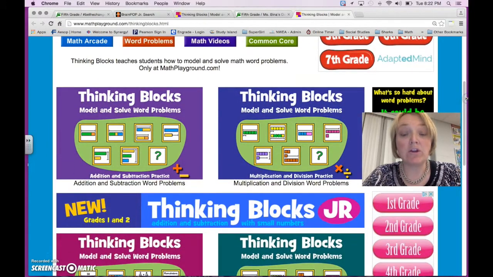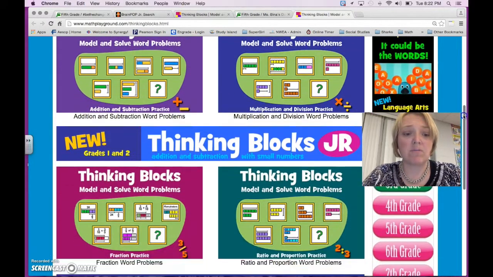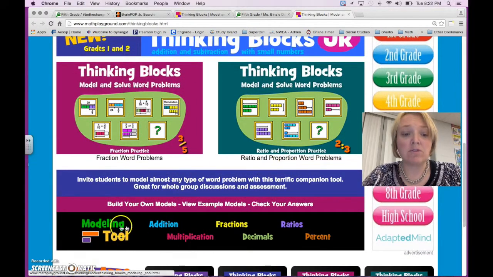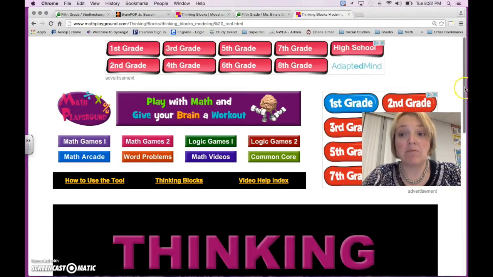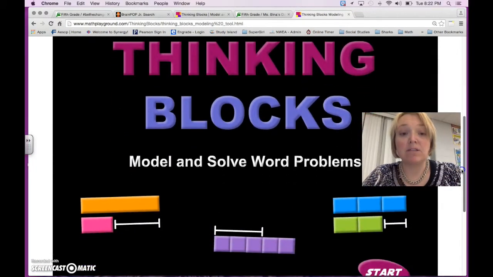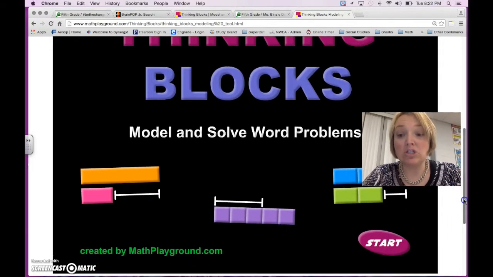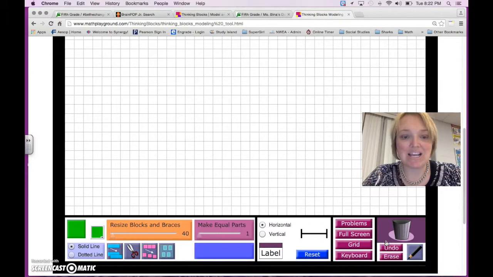So when we go here, you're going to get the home page. And we worked on these in class, but these were the simple ways to use Thinking Blocks. When you want to model and get into more difficult problems, we're going to use the modeling tool. So you're going to have to scroll down a little ways and then click on addition. And it will come up, as you can see, Thinking Blocks, model and solve word problems. And then you're going to hit start right here.